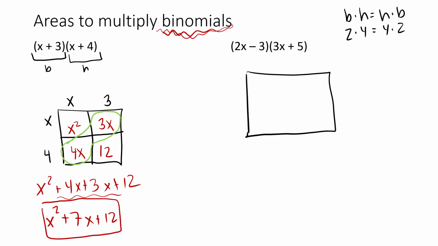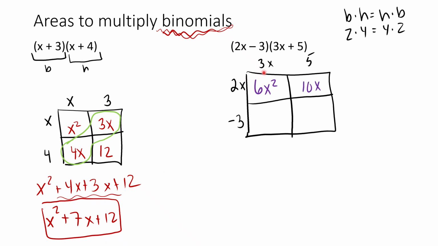We'll make the first one the height this time. So 2x minus 3 is the height, and we'll make the base the second one, 3x plus 5. Again, we're just finding all of the little individual areas, all the little individual base times heights. The first rectangle up here is 2x times 3x, so 2 times 3 is 6, and x times x is x squared, so that'll be 6x squared. The next rectangle has a height of 2x and a width or base of 5, so 2x times 5 is 10x.